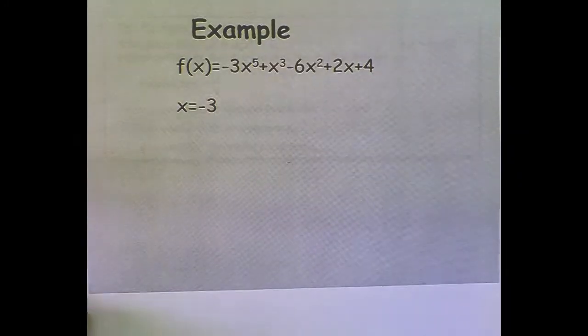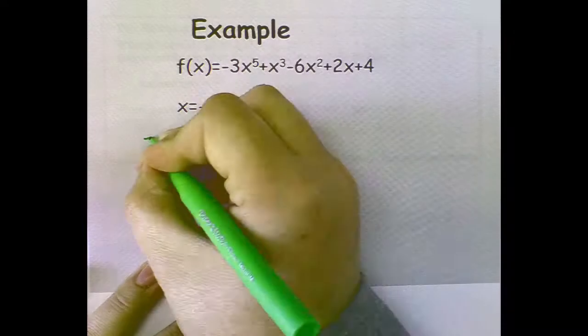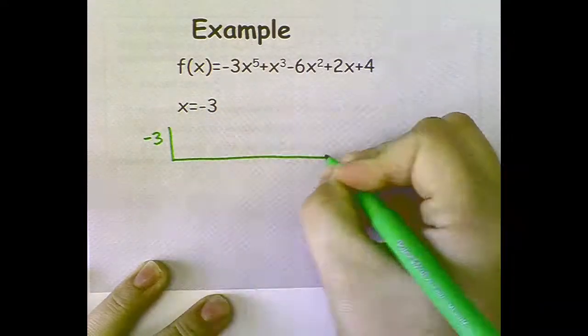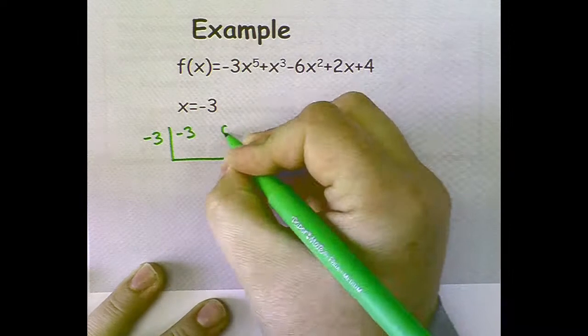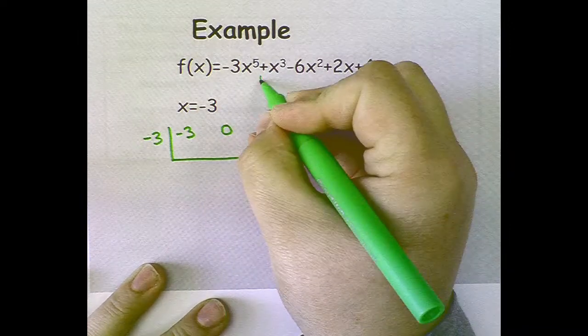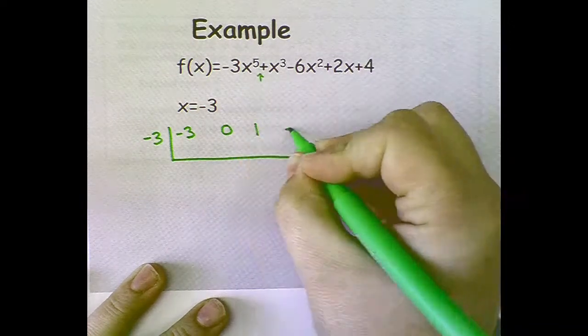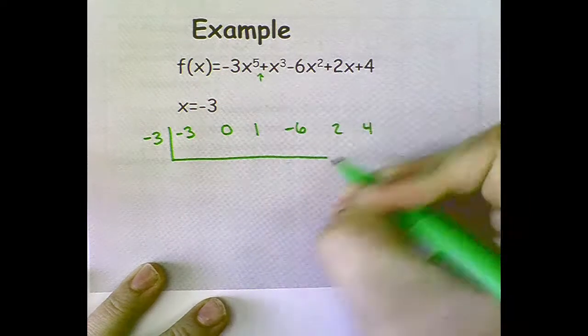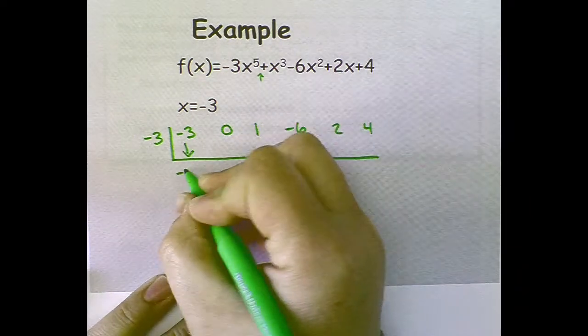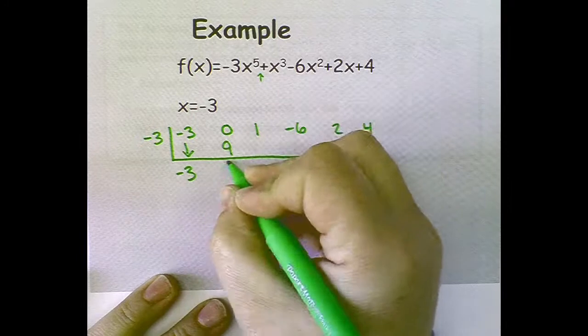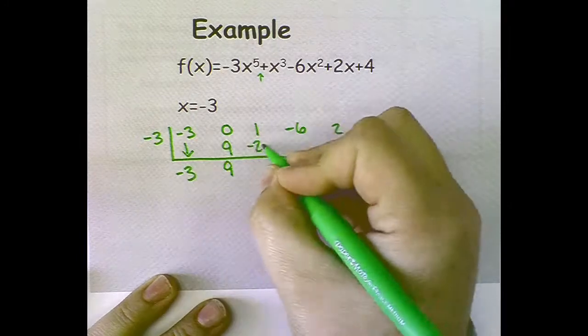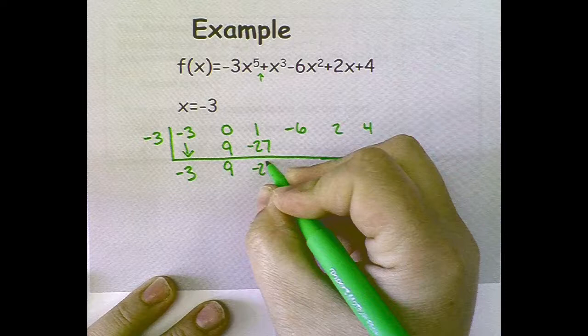So let's try one more here. We're going to put the negative 3 out front. On all our coefficients, I need a 0 for my x to the 4th power because it's missing: 1, 0, negative 6, 2, 4. Bring down my 1, multiply by negative 3 to get negative 3, add to get negative 3, multiply to 9, add to 9, multiply to negative 27, add to negative 26.